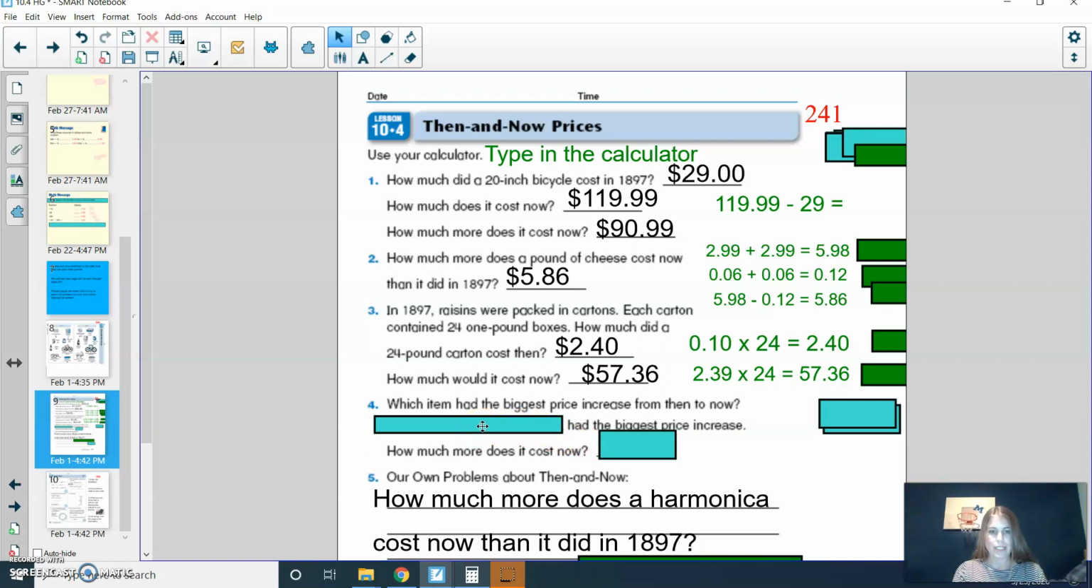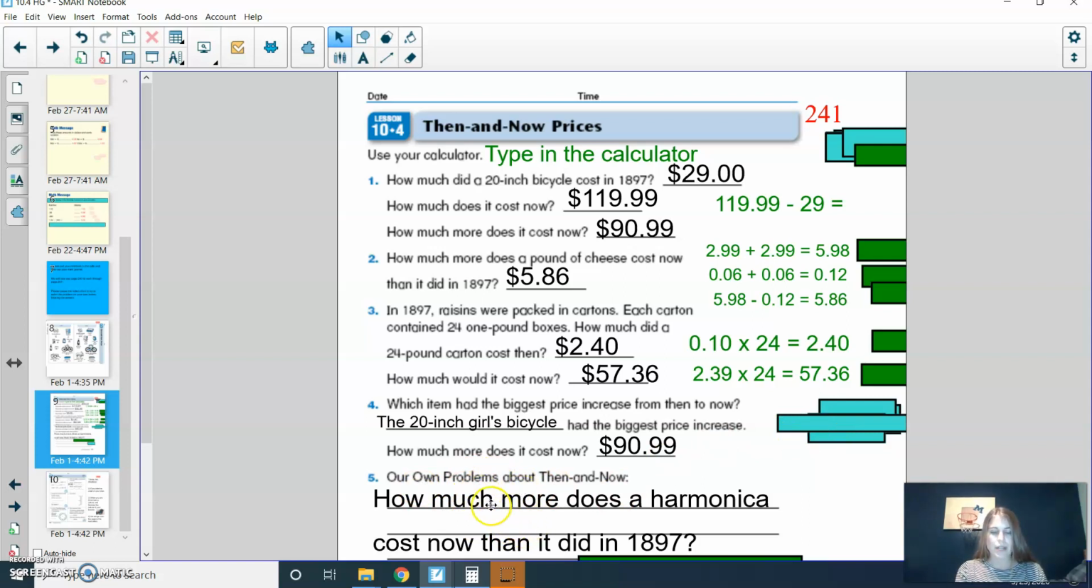Which item had the biggest price increase from then to now? Looking at the different ones, I can see the one that had the biggest gap was the 20-inch girl's bicycle. And we actually solved this problem earlier. It's asking us how much more it cost now, which we already did the math. So I know that it costs $90.99 more.